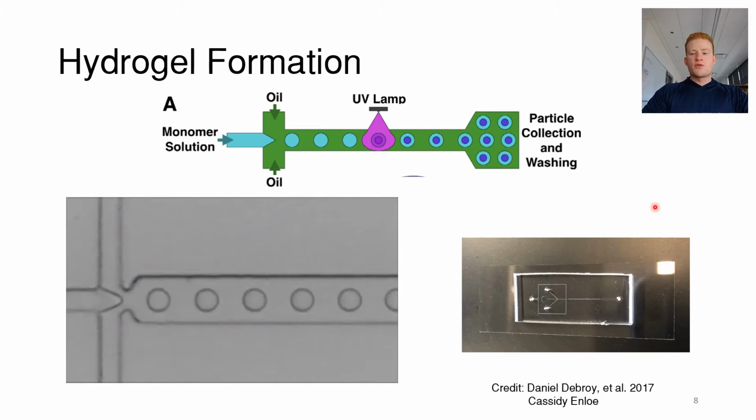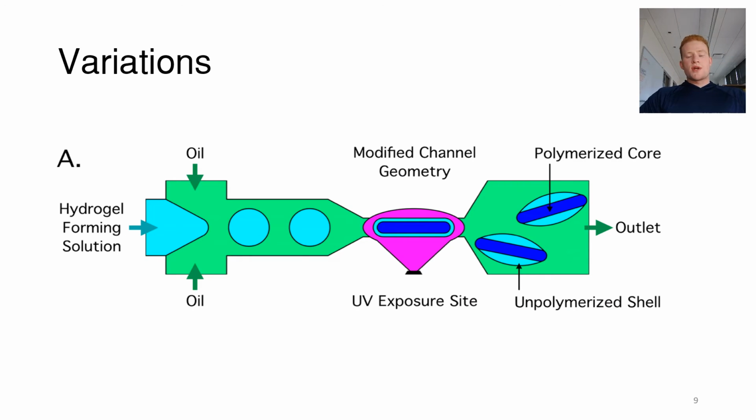General process flow for the creation of hydrogel particles. The shear force from the oil phase creates these monodispersed droplets, which are polymerized, collected, and washed downstream. Here's a video showing the formation of hydrogel particles, and on the right, we have a typical microfluidic device. Here's what a device used to create non-spherical droplets looks like. The big difference here being this modified channel geometry at the exposure site.